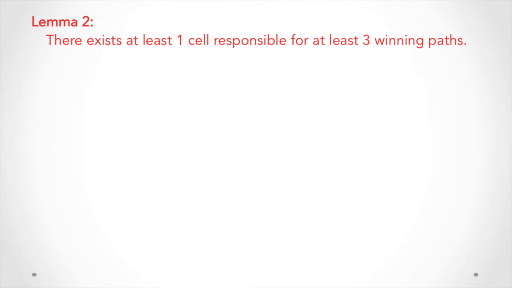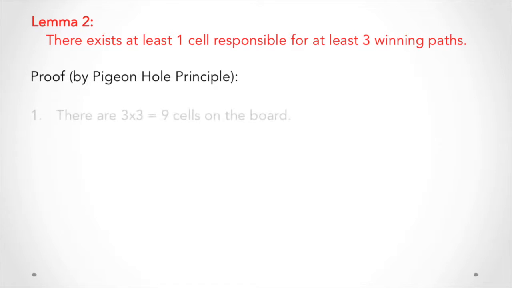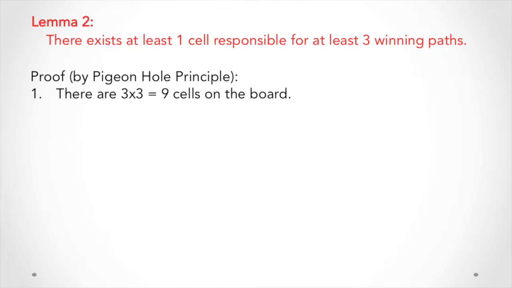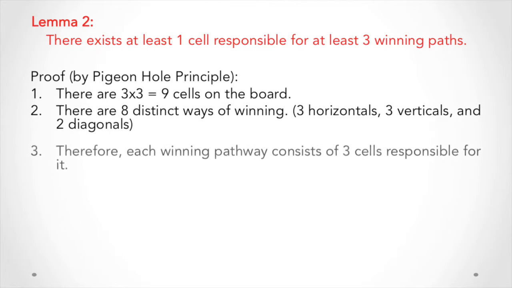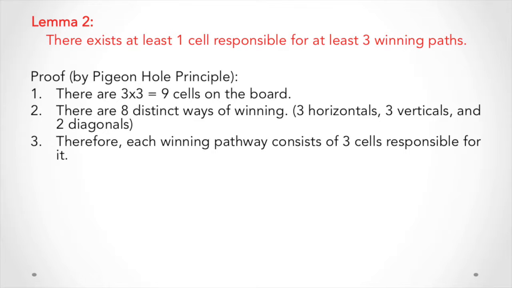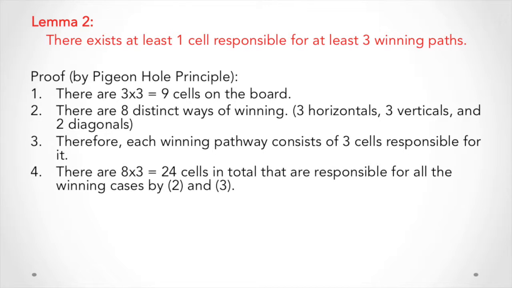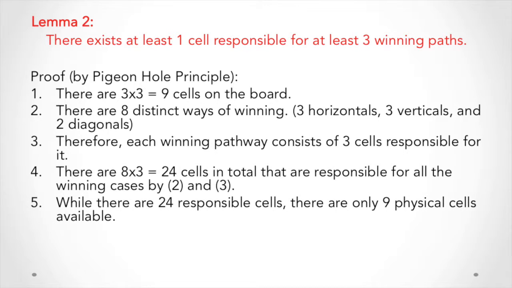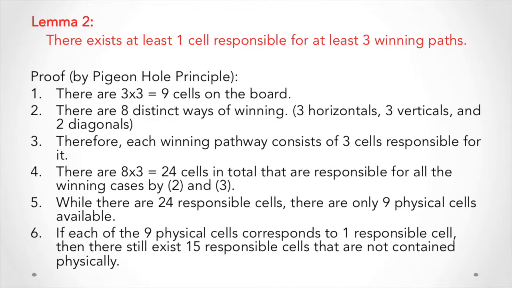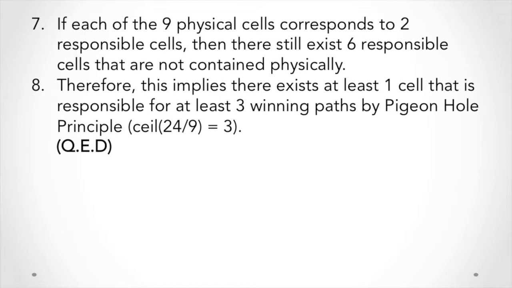We will start with lemma 2, where we establish with the aid of the pigeonhole principle that there is at least one cell that is responsible for at least 3 winning paths. We know that there are 9 physical cells in a 3x3 grid, and as you can see, there are 8 distinct ways of winning this game. Since each winning pathway is determined by 3 cells, this means that there are a total of 24 cells responsible for all the possible winning cases. So, with the aid of the pigeonhole principle, we can determine that out of the 9 physical cells, at least one is responsible for at least 3 winning paths.